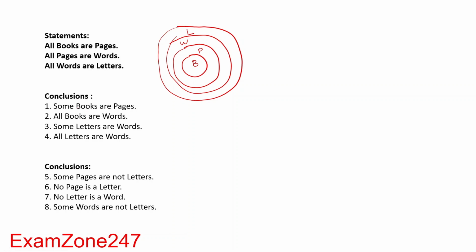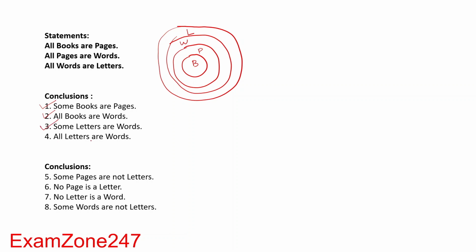See, some books are pages. So there are some books which are pages. Yes, definitely true. All books are words. Yes, according to the diagram this is also true. Some letters are words. Yes, out of these whole letters, this much of the letters are words. Yes, true. Then this is also right.